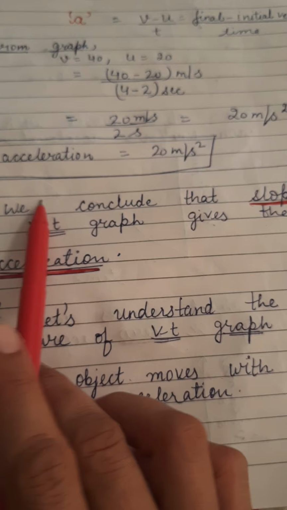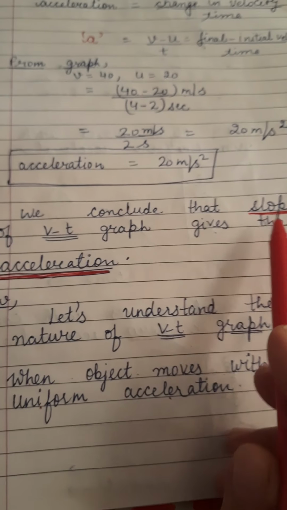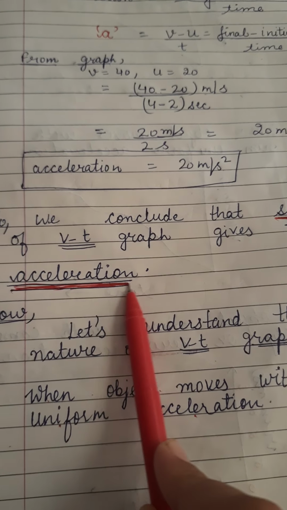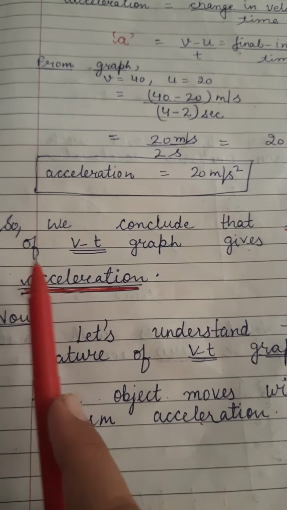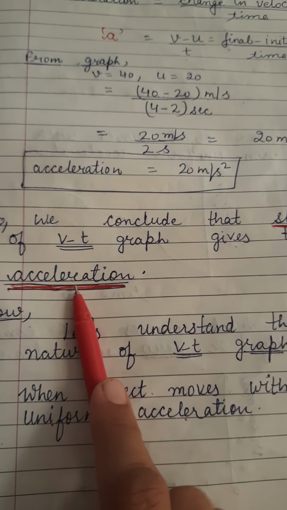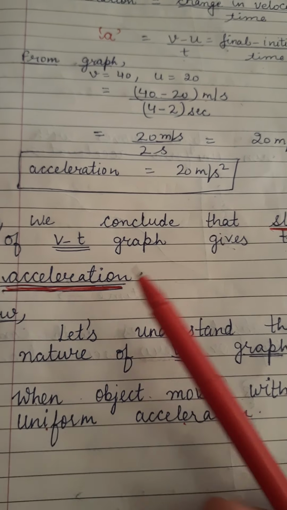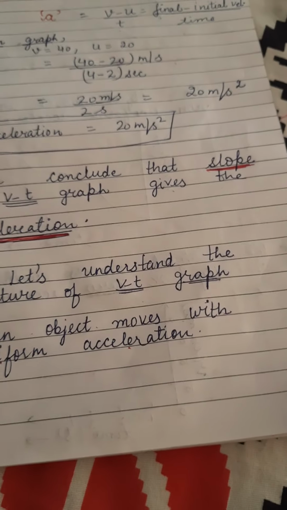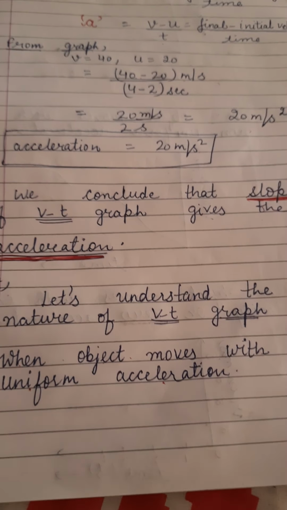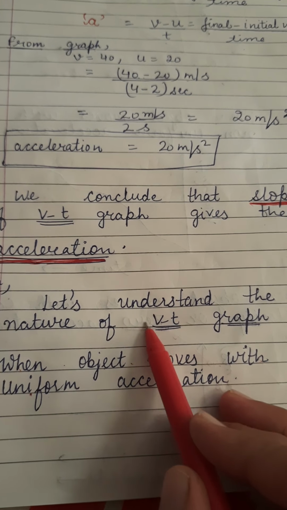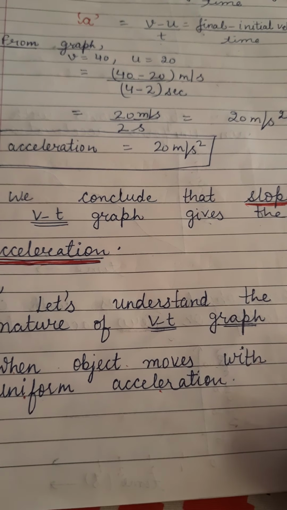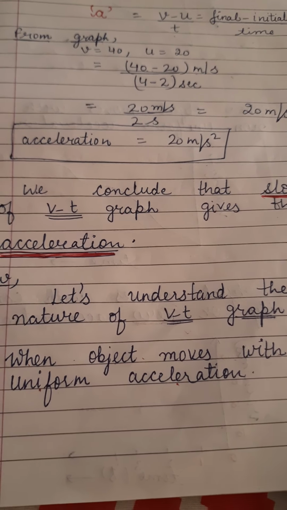And what do we conclude from this? That slope of VT graph gives the value of acceleration. Means it's clear now that slope of VT graph will give us acceleration and slope of distance time graph will give us speed. Now let's understand the nature of velocity time graph, or you can also say speed time graph, because V is the symbol which is denoted for both velocity and speed. And what is velocity? Speed with direction is known as velocity.